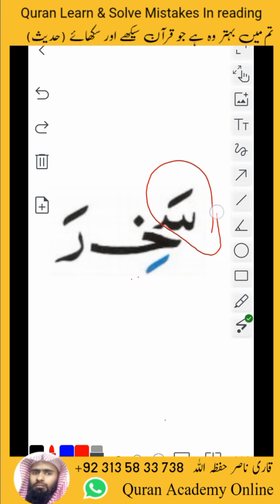Seen fatah sa. Repeat it with me 10 times. Look also at the lesson and read. Seen fatah sa. Seen fatah sa.